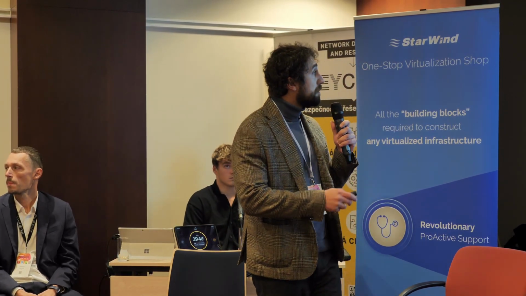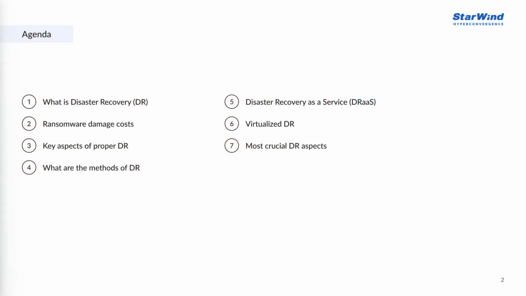Now, I'm going to make sure we're on the same page and we understand what we're all talking about here. It's mostly about backups as part of disaster recovery. So we're going to talk about disaster recovery and the most significant threat, which is ransomware nowadays, how backups can help recover and what kind of backups those should be, key aspects of disaster recovery overall, and some other hopefully useful tips for you.